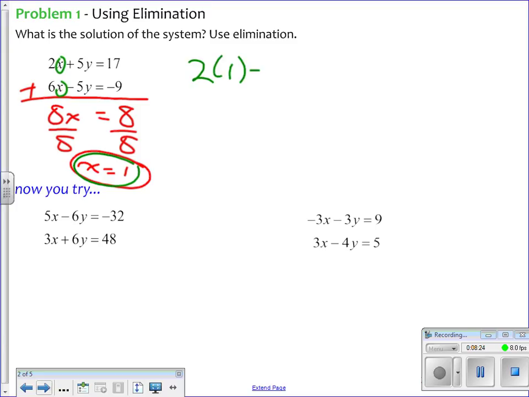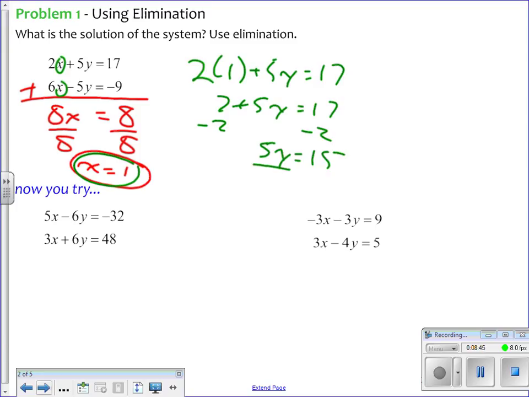2 times 1 plus 5y equals 17. So 2 plus 5y equals 17. Subtract 2. 5y equals 15. Divide by 5. Y equals 3. X is 1, y is 3.